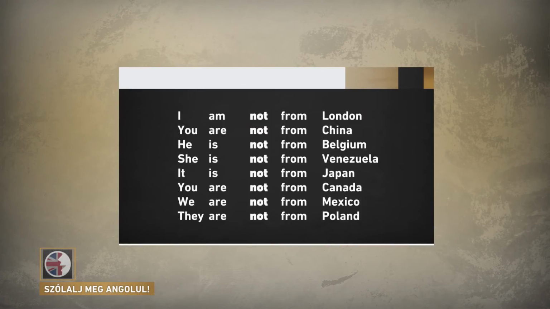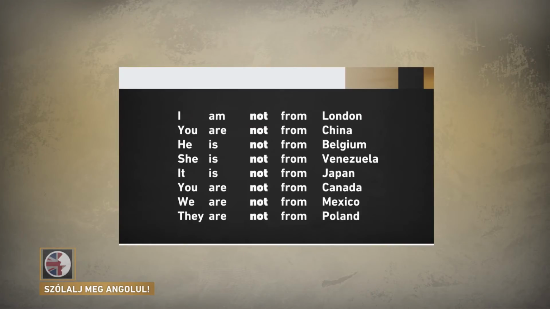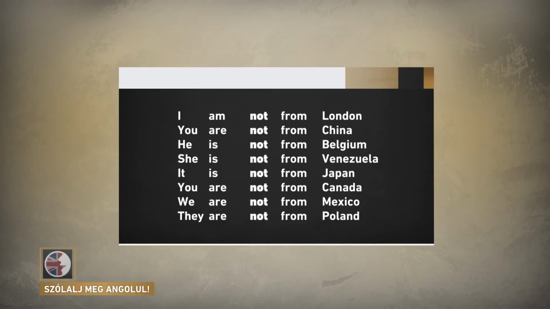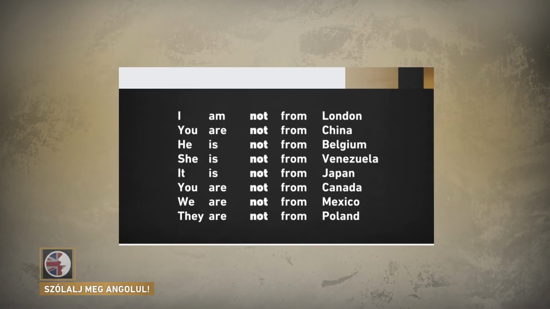I am not from London. You are not from China. He is not from Belgium. She is not from Venezuela. It is not from Japan. You are not from Canada. We are not from Mexico. They are not from Poland.